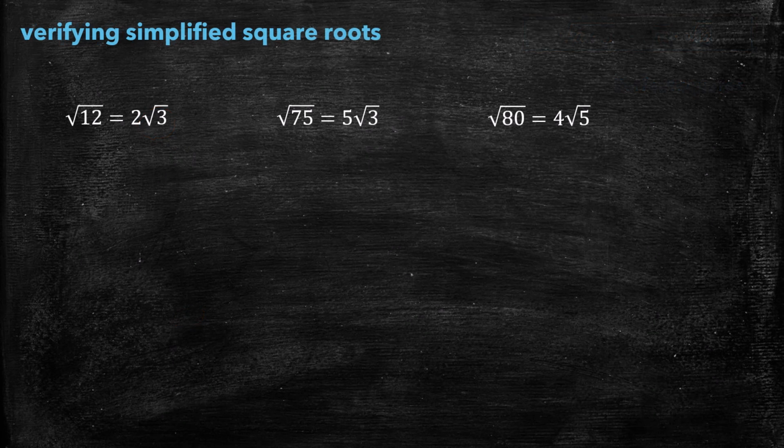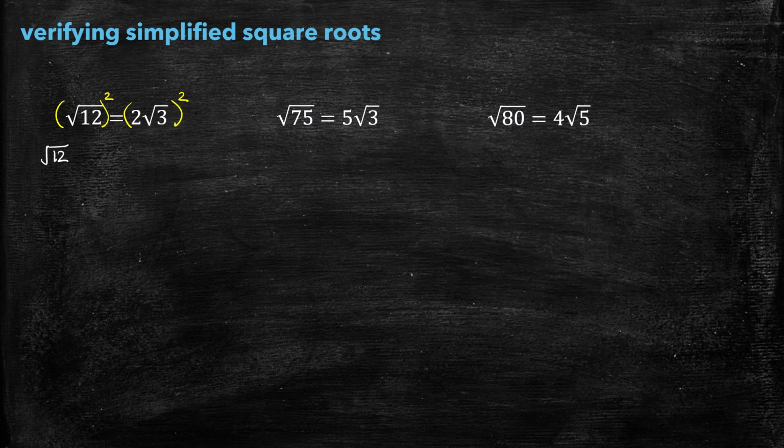So before we move on to further operations with square roots, I'd like to teach you how to verify that you've simplified correctly. So the way to check is to basically undo the square roots by squaring both sides. So what does that mean? What is the square root of 12 squared?